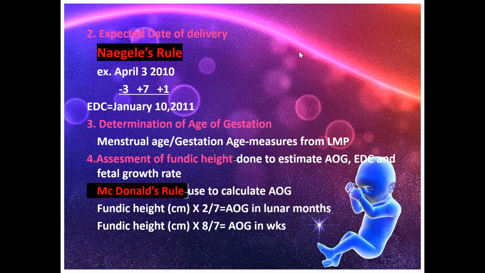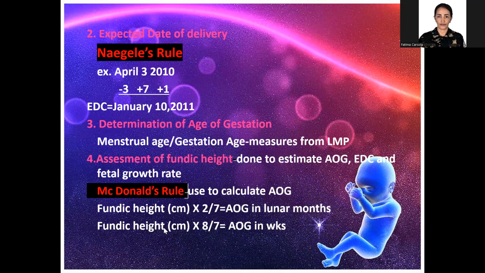So when you will be utilizing your Fundic height, if it will be AOG in weeks and you are using the calendar months, then you will have to get it and then times 8 by 7. The 2 by 7 and the 8 by 7 are all constant.